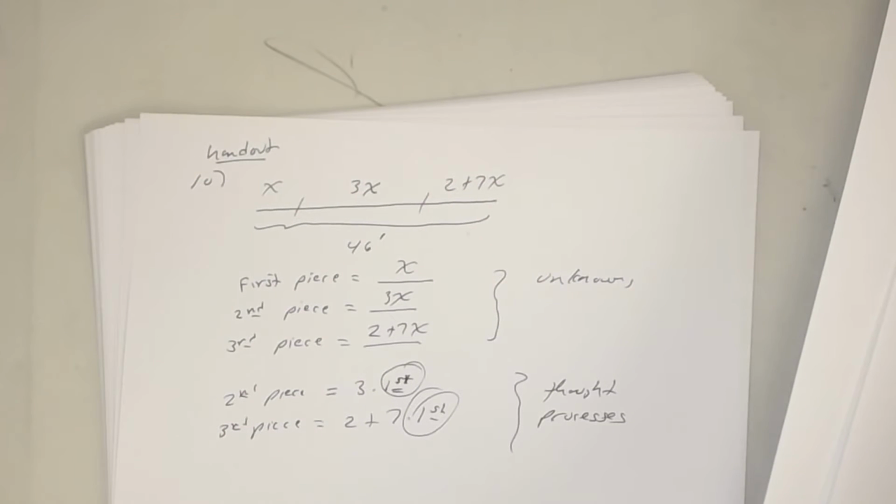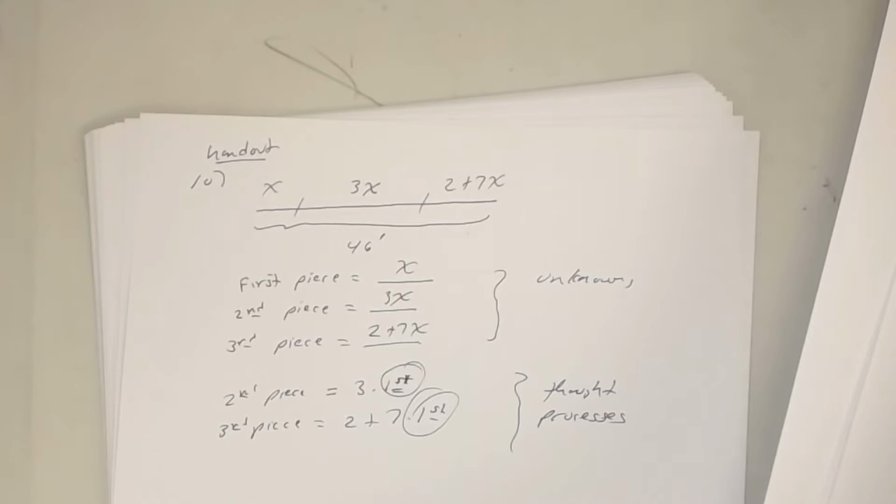Now I've got to set up an equation. So what do you think your equation will be? What haven't I used so far? The 46. What does that 46 represent? The total length of the rope. Well, that total length of the rope, that 46, is made up of how many pieces? 3 pieces. What are those 3 pieces?